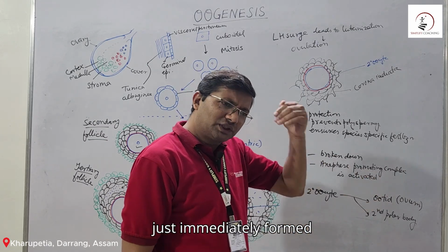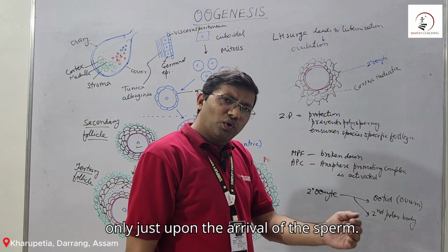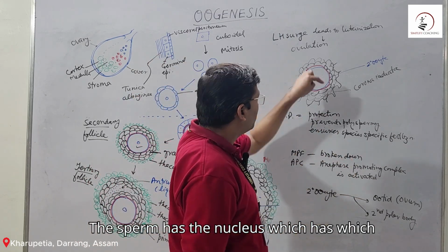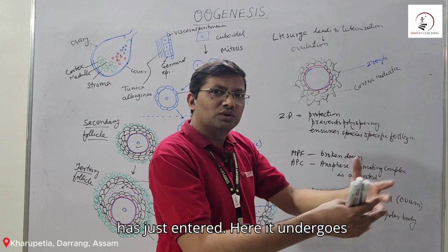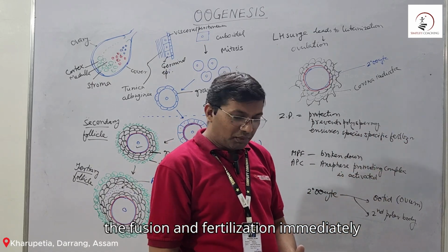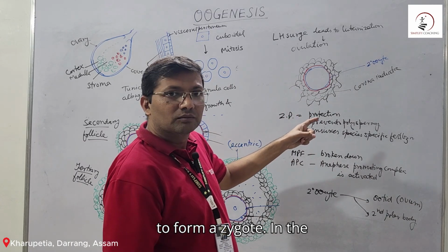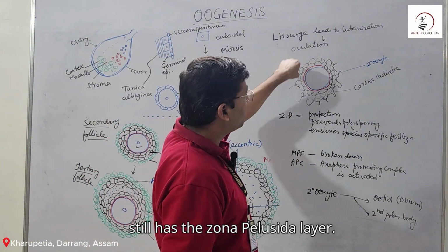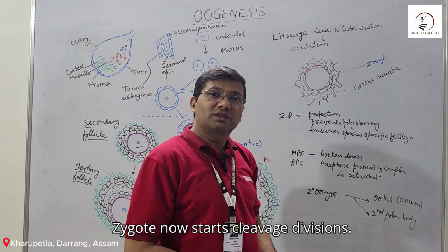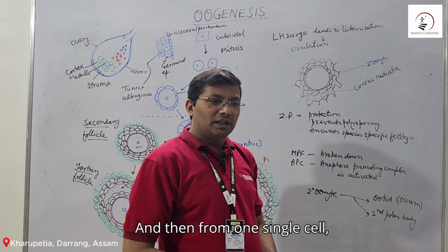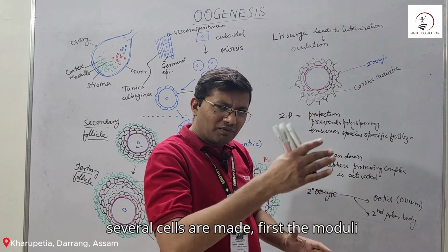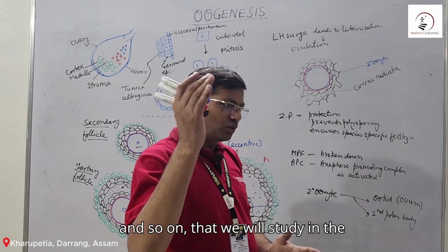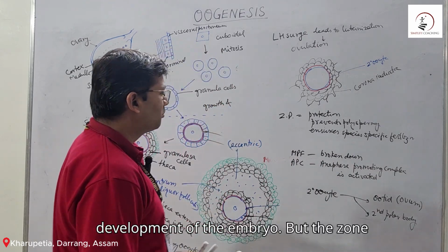Now this oocyte, which has only just formed upon the arrival of the sperm, has the nucleus which has just entered here. It undergoes fusion and fertilization immediately to form a zygote in the fallopian tube. This zygote still has the zona pellucida layer. The zygote now starts cleavage divisions, and from one single cell, several cells are made. First the morula stage, then the blastula stage, and so on, which we will study in the development of the embryo.